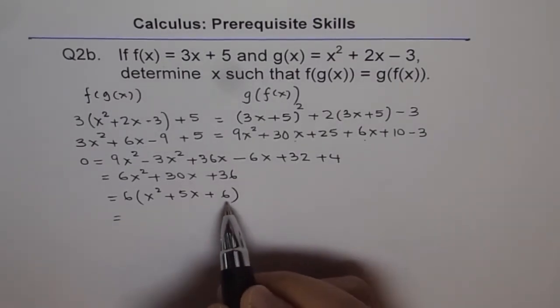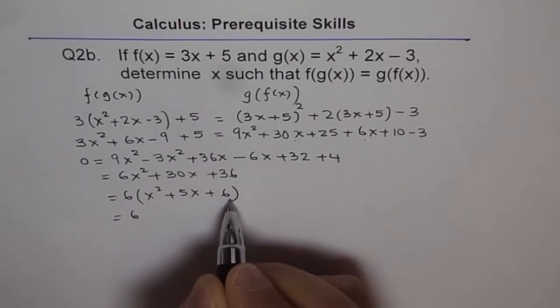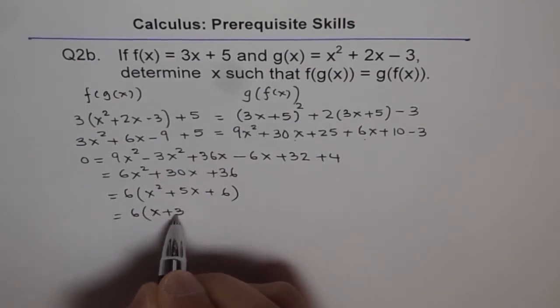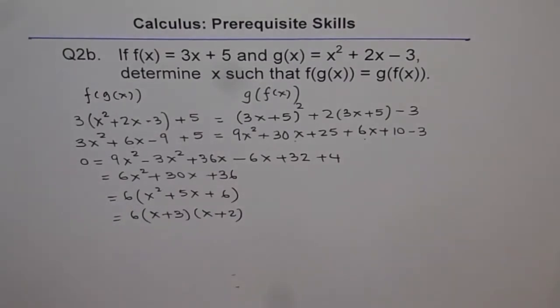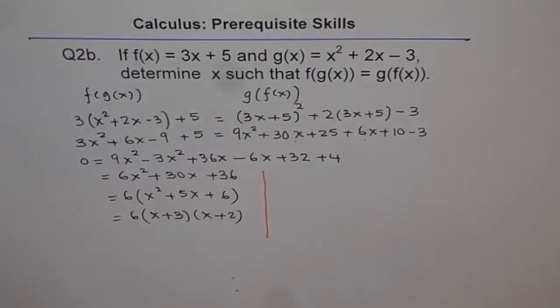We need two numbers whose product is 6 and whose sum is 5. The numbers are 3 and 2. So 3 times 2 is 6 and 3 plus 2 is 5. So we can write this as (x plus 3) times (x plus 2). Now this is equal to 0. So let's solve this. So what are the two solutions?